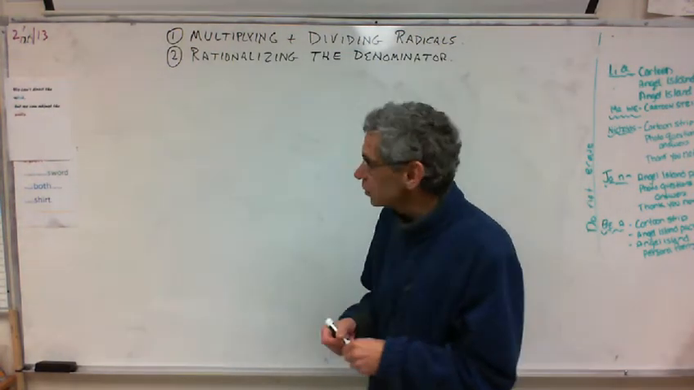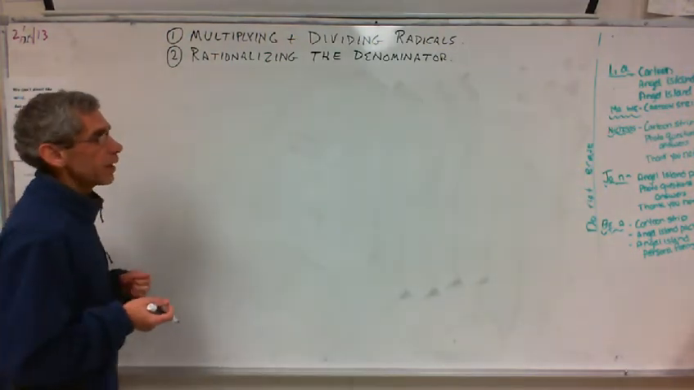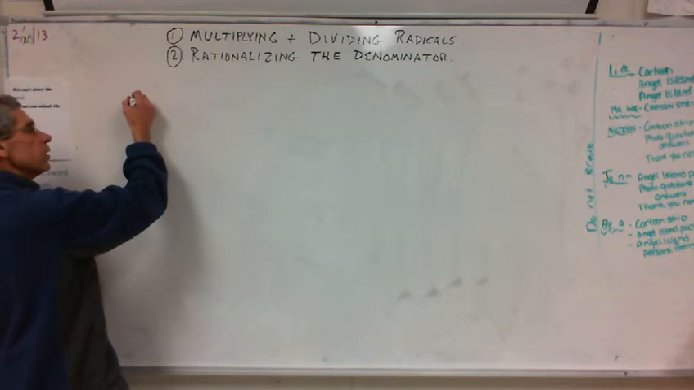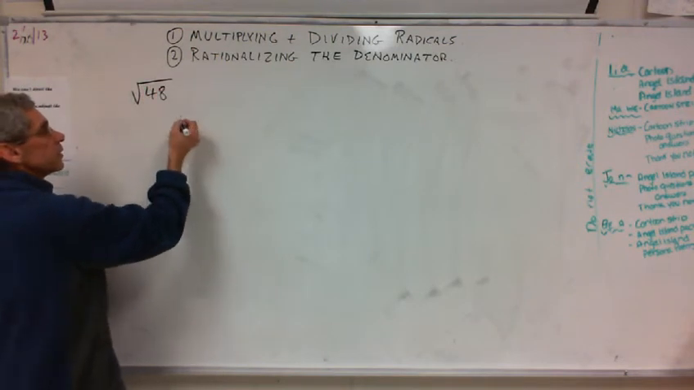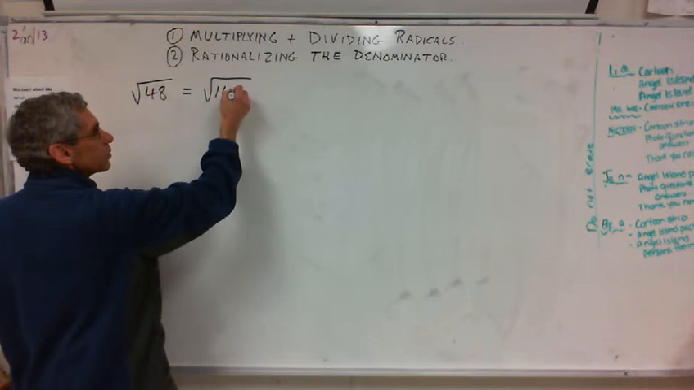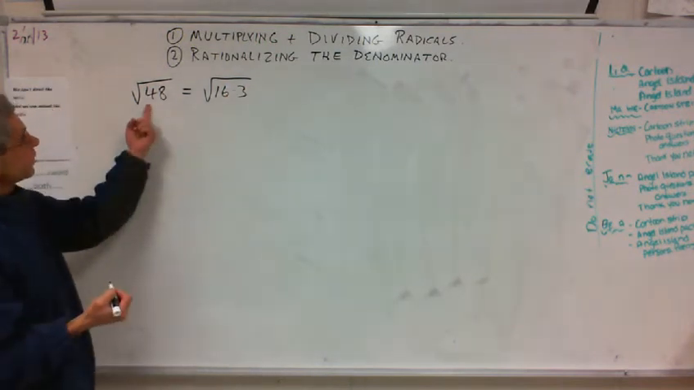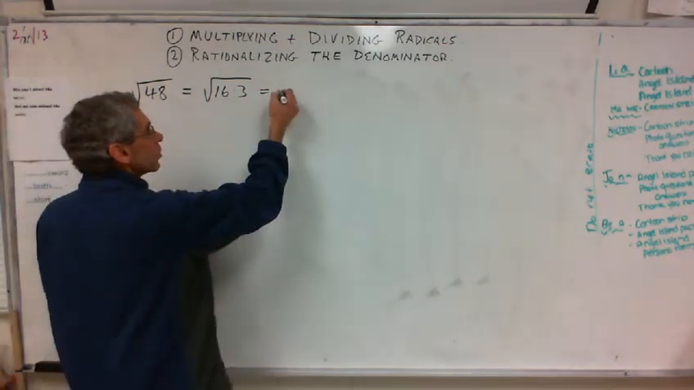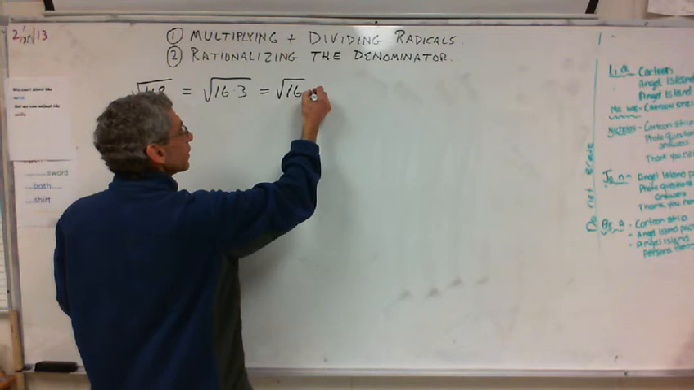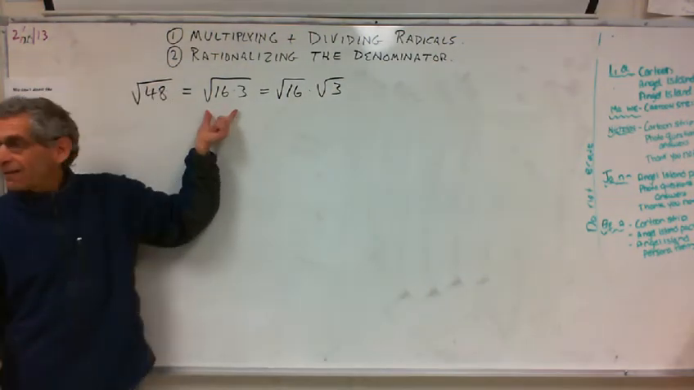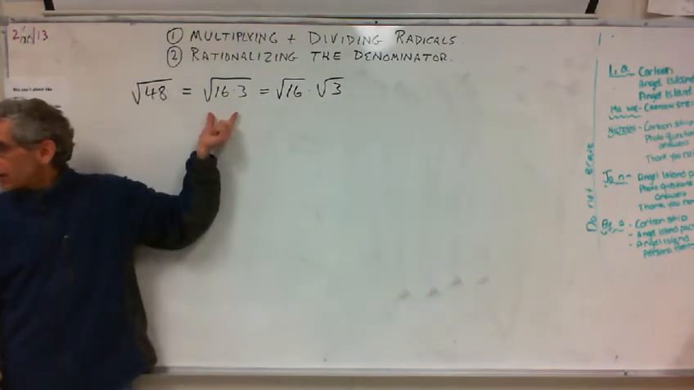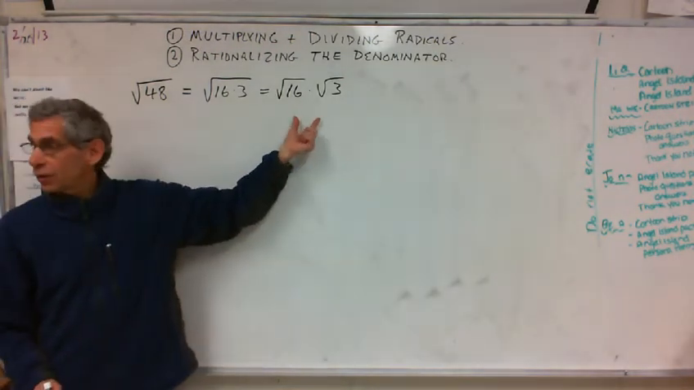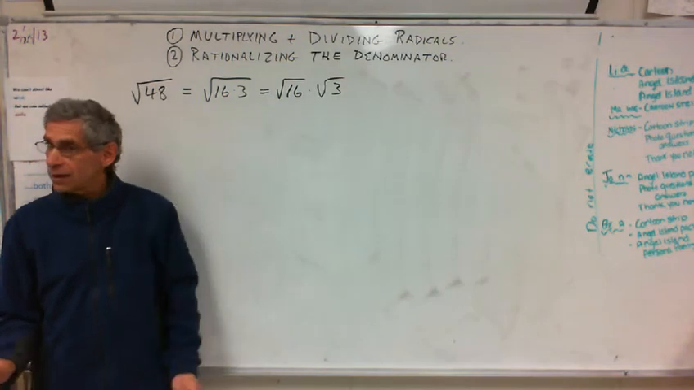Okay, so first of all, we know that the square root of 48 is the same thing as the square root of 16 times 3, right? We just put the factors of 48 inside. Now, we can also say that that's the same as the square root of 16 times the square root of 3. So you can take any factors of a number that are under the same radical sign, separate them, and put them each under their own radical sign, right? That's kind of important to know.